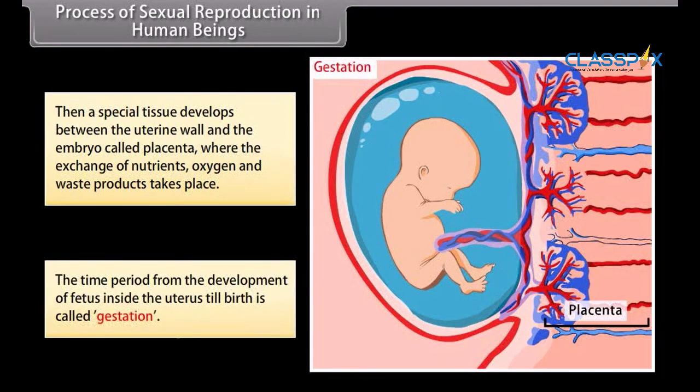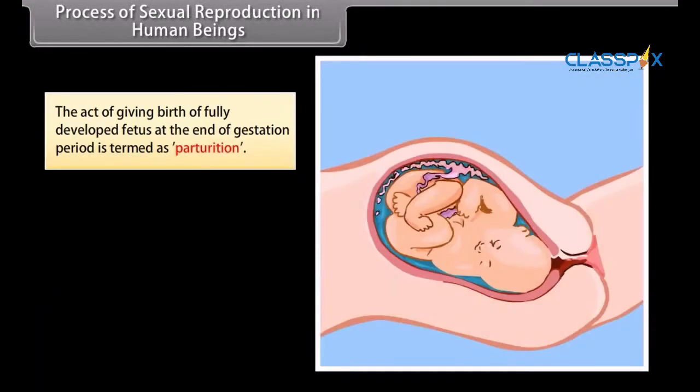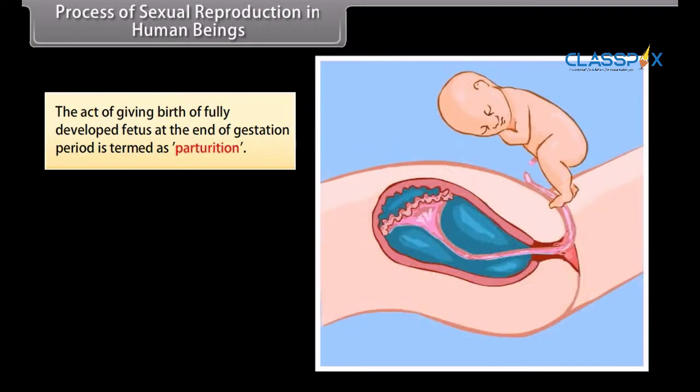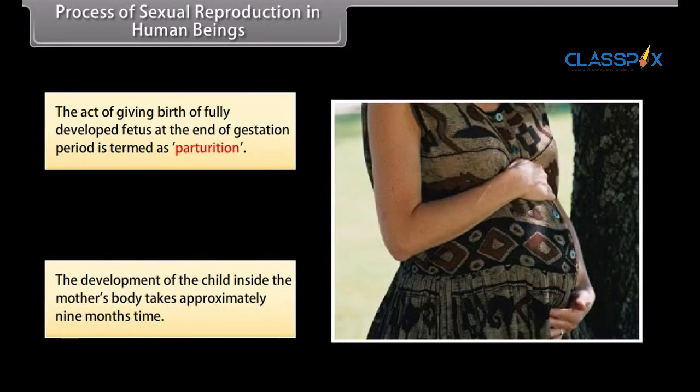The time period from the development of fetus inside the uterus till birth is called gestation. The act of giving birth of fully developed fetus at the end of gestation period is termed as parturition. The development of the child inside the mother's body takes approximately 9 months' time.